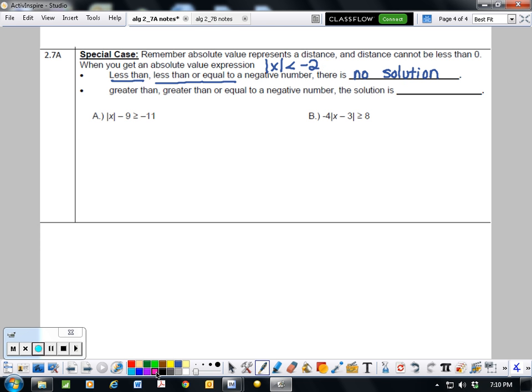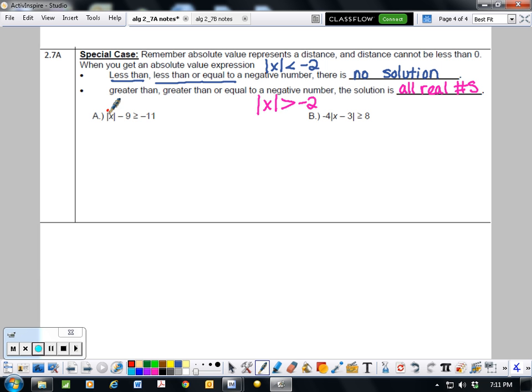Now, if we end up with something like absolute value of x is greater than negative 2, now all of the possible numbers we put in there will be bigger, because all absolute value is going to be positive, and all positive numbers are bigger than that. And so this is all real numbers. I'm going to use the hashtag symbol for numbers because we used that before it became a hashtag. So in our sample problems, that's what we're looking at.